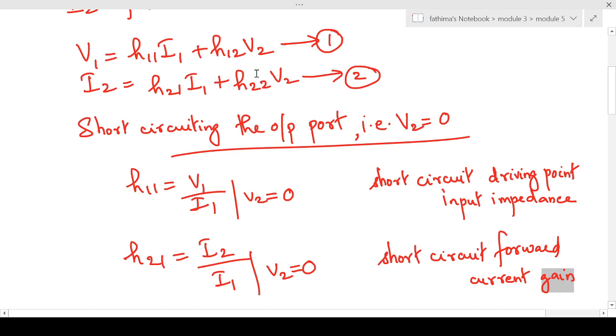Now next we have to find the parameters H12 and H22. For that we have to set I1 equal to 0. That is, we have to open circuit the input port. So we'll get the parameters H12 and H22. From the equations it is clear that H12 is equal to V1 divided by V2 with I1 equal to 0, and H22 is equal to I2 divided by V2 with I1 equal to 0.